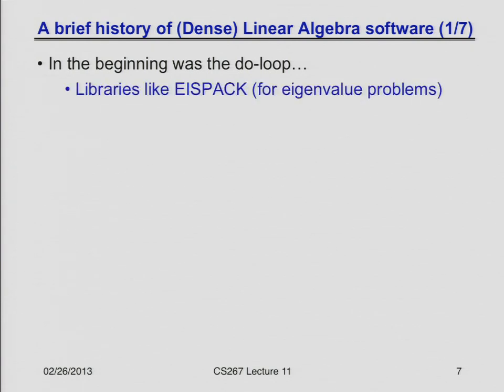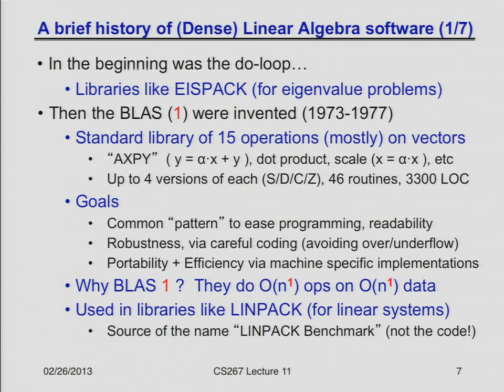And that was enough to build libraries in the 1960s called EISPACK, which was for eigenvalue problems. But that became hard to maintain. People wanted to develop something more general. And I already mentioned this particular development in, I think, my second lecture on matrix multiply. Then people decided to invent something called the BLAS, the basic linear algebra subroutines. And they were invented, a standard set of operations on vectors. So alpha, scalar times x plus a vector, dot products, things like that.